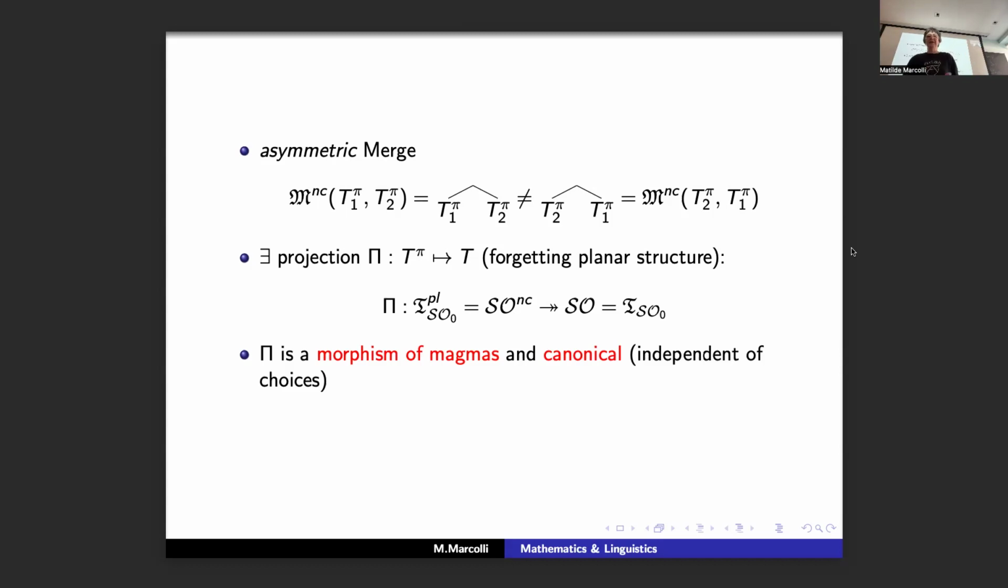And this is a canonical map. It's not dependent on any choices. It's just forgetting the planar embedding. If you have trees together with a planar embedding, you forget the planar embedding. You just keep the trees, and it's compatible with this merge operation. So this map is very nice. It's a morphism of magma. It's completely canonical. It doesn't depend on any choices.